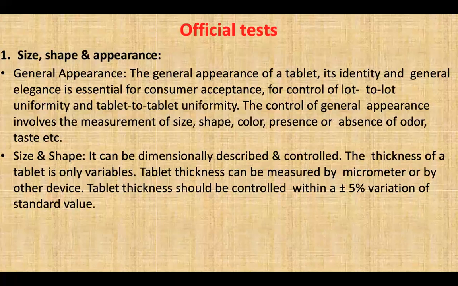So second, size and shape. It can be dimensionally described and controlled. The thickness of a tablet is the only variable. Tablet thickness can be measured by micrometer or by other devices. Tablet thickness should be controlled within plus minus 5% variation of the standard value.